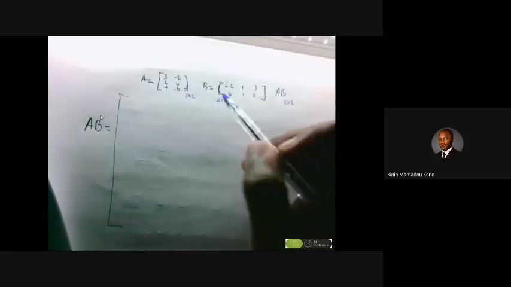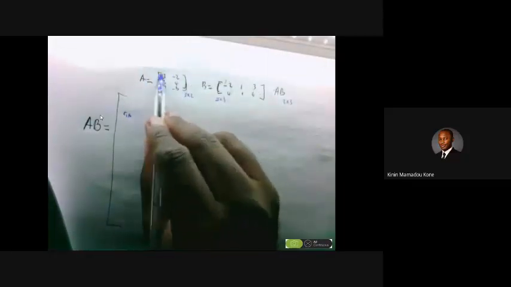So let's start with this one. I take this row times this column. So it's like I'm doing row 1 of the matrix A, multiplied by the column 1 of the matrix B.